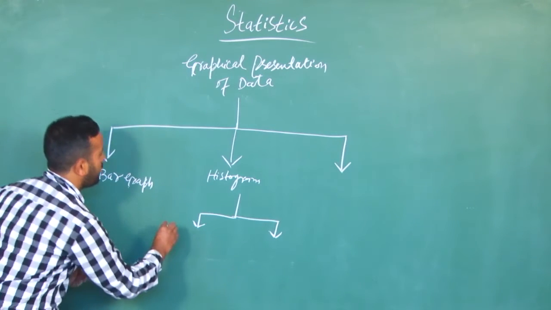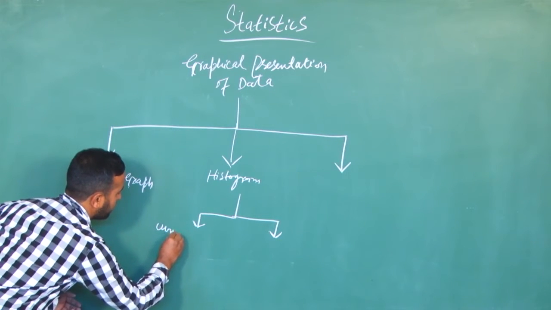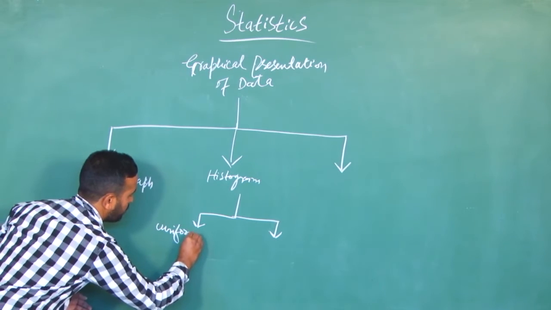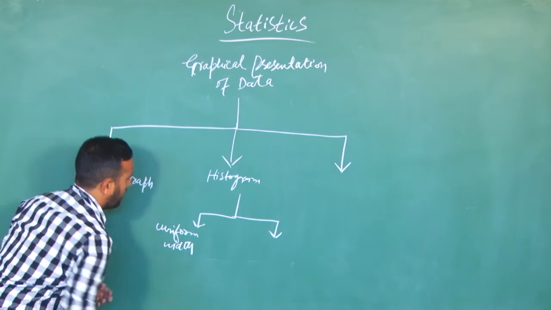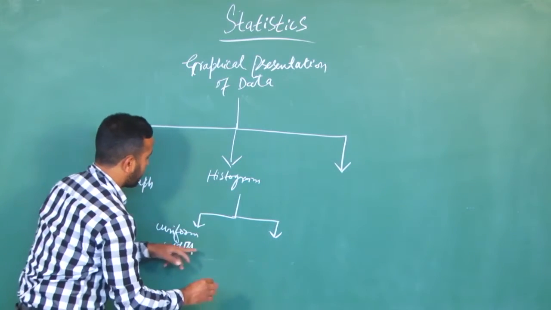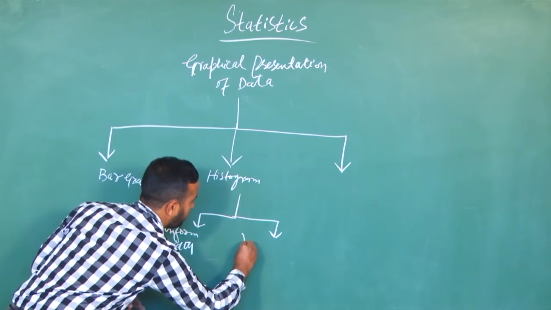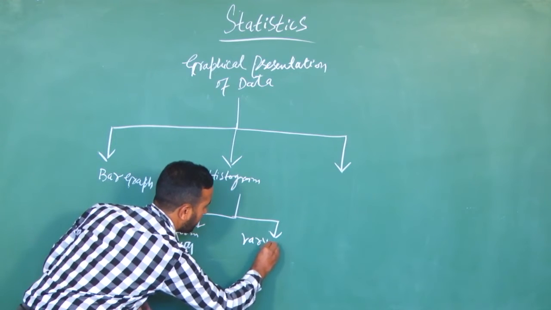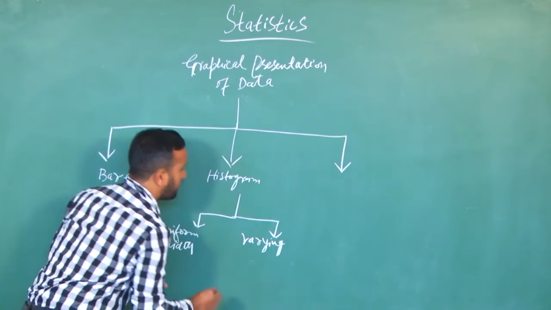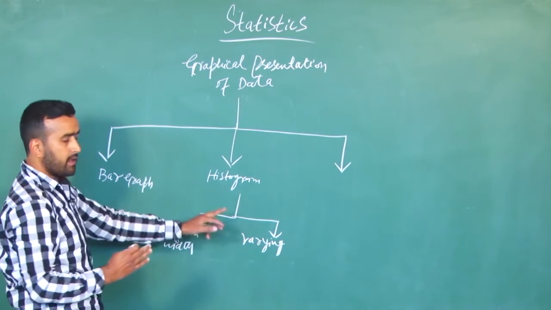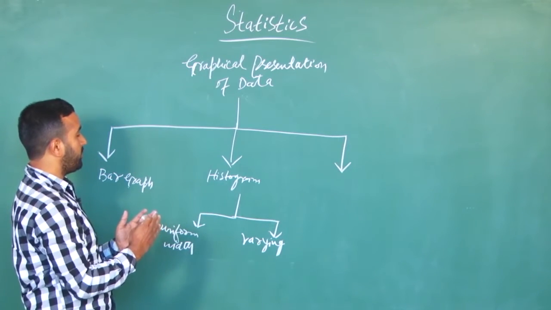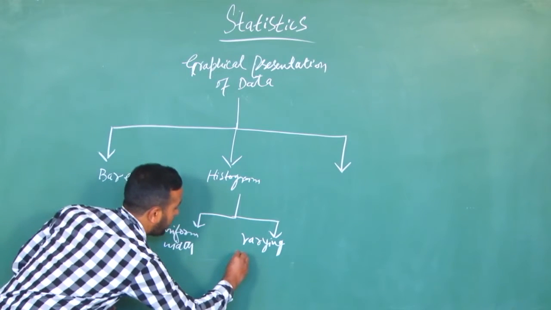Histogram of the uniform width. Remember this? One is known as the histogram with the uniform width. And then the second type of histogram is of the varying width, where we have classes that don't have the uniform width. Throughout the groups, the uniformity is not maintained here.